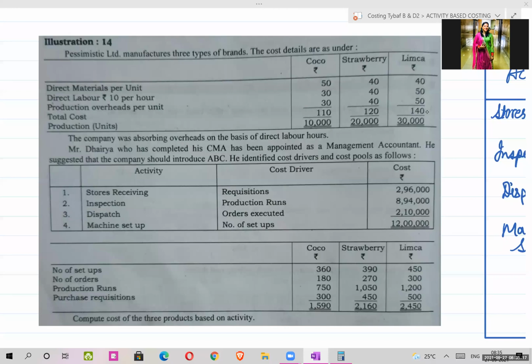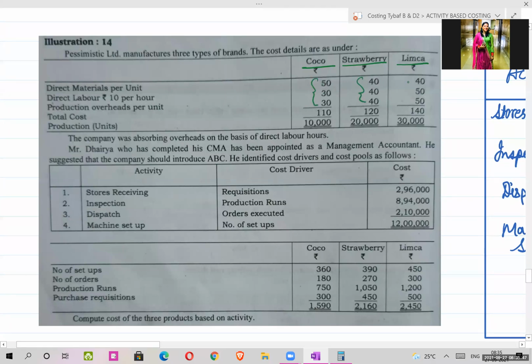So let us move on to question number 14. This is a manufacturing unit which has three brands: Coco, Strawberry and Limca. These are the per unit figures given to you. Direct material per unit, direct labor is 10 rupees per hour, and this is the per unit cost. Production overheads, that is factory overheads, per unit are given to you.